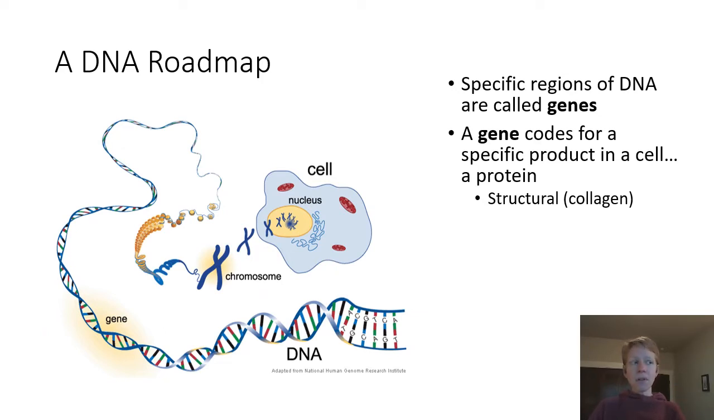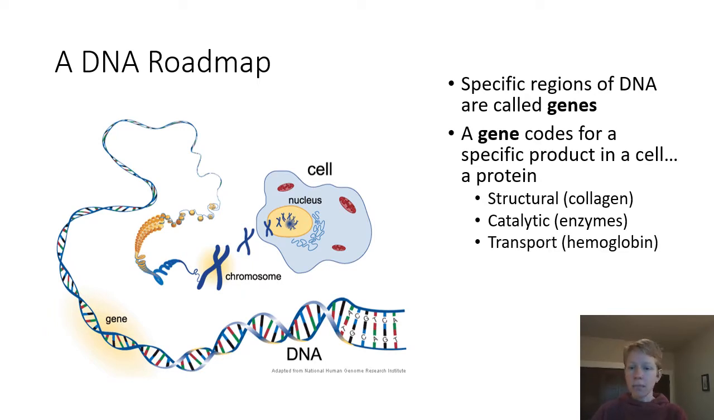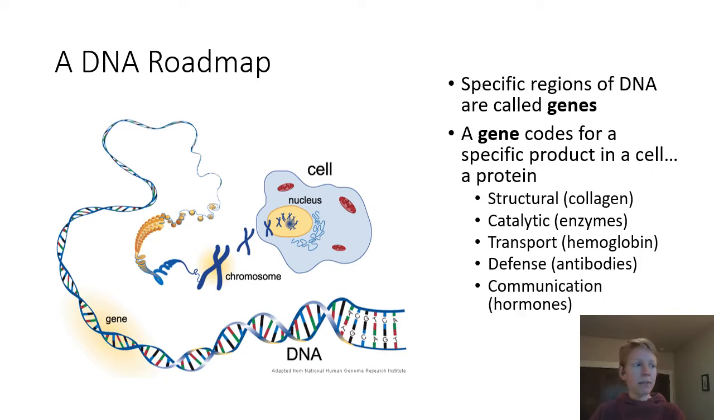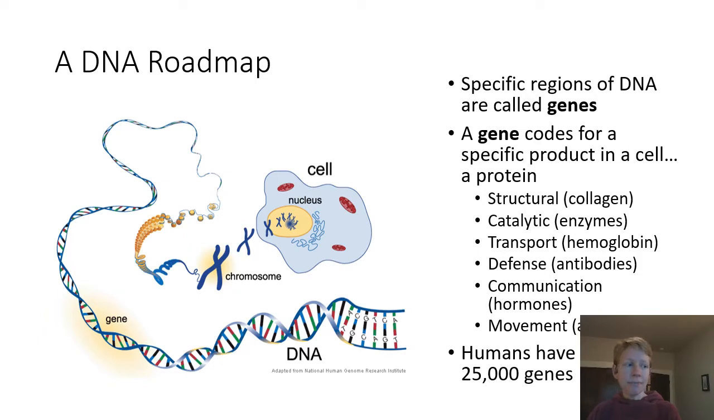So some examples of different types of proteins. Some are structural, like collagen. Some are catalytic, like all enzymes. Some are transport, like hemoglobin, which moves oxygen around through our bodies. Some help with defense in our immune system, like antibodies. Some help with communication from one part of the body to another. So hormones do that. Some help with movement, like actin or myosin.